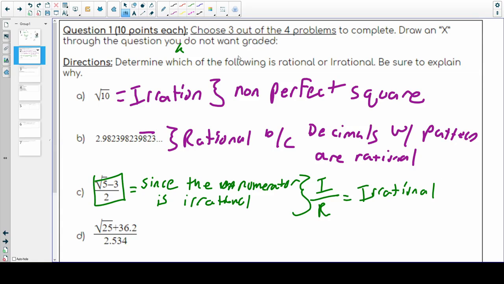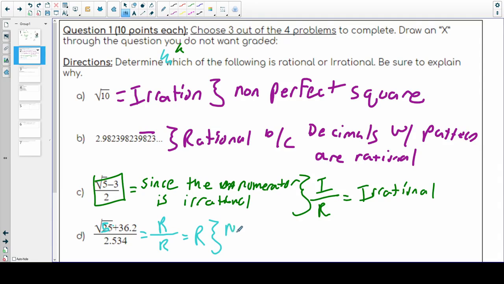Alright, next. I've never used this color. So this one looks more challenging, but it's actually not that bad. So this is also a fraction. The bottom is definitely rational because it's a terminating decimal. The square root of 25 is 5. That's rational. And 36.2 is also rational because it is a terminating decimal. So when you add 2 rational numbers, we've talked about in the last video, that's also rational. And when you divide 2 rational numbers, it's also rational.